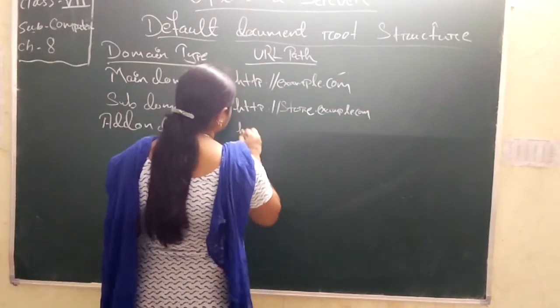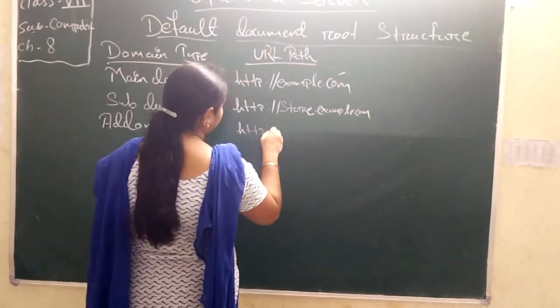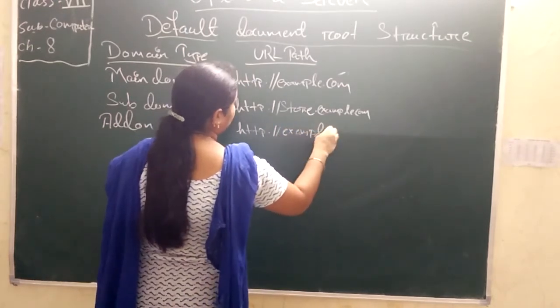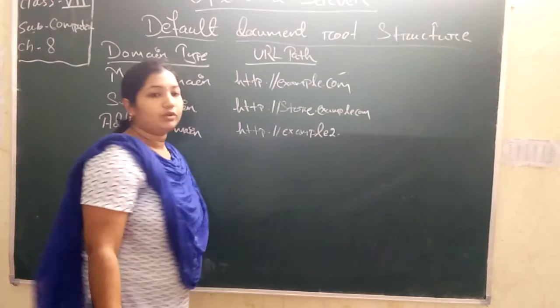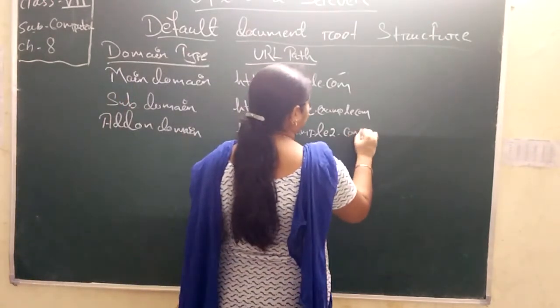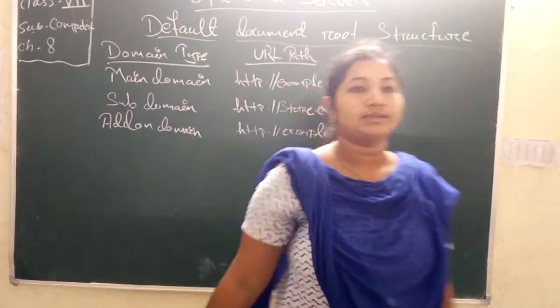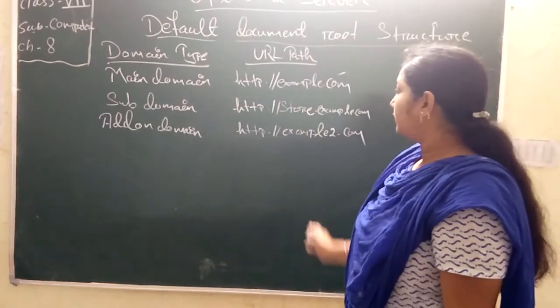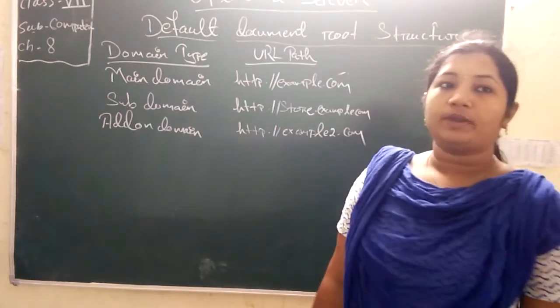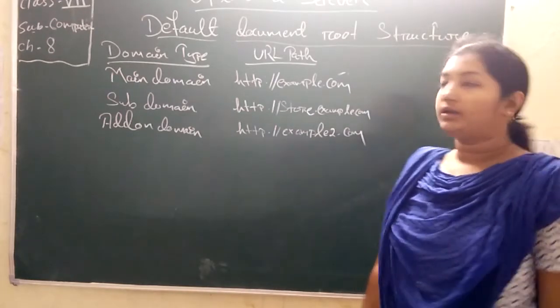For that, the URL path is http://example2.com. Here you write example2.com. So these three things are the URL paths for the main domain, the subdomain, and the add-on domain name.